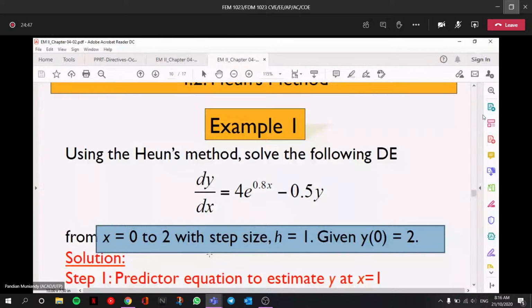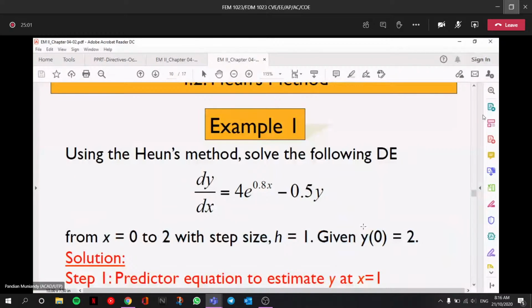So what is the meaning, class? 0 to 2 with the step size h equals 1, that means at x equals 0, what is the output? The output is 2, already given. This is called an initial value problem, and the condition is called the initial condition. y at x0 is 2. That is the meaning. X0, not this 2. This is your y output.